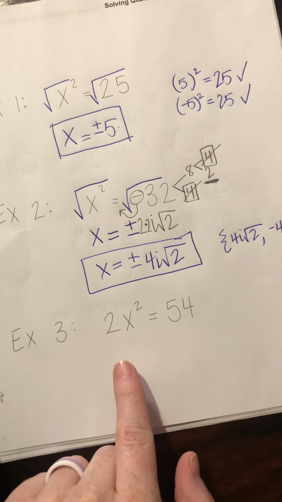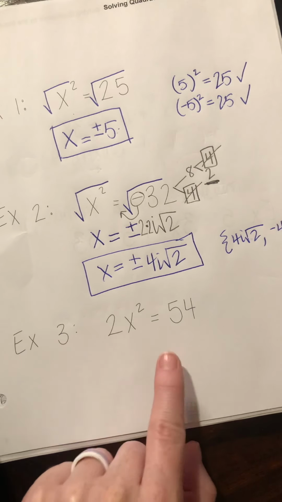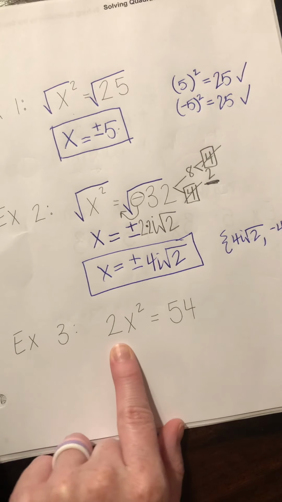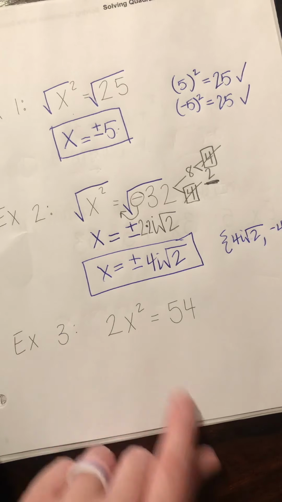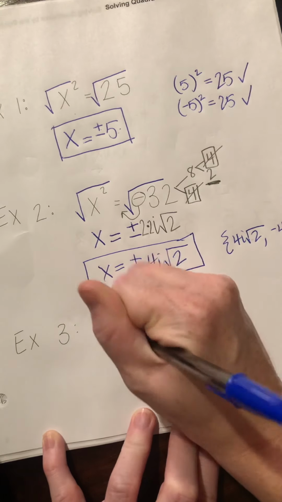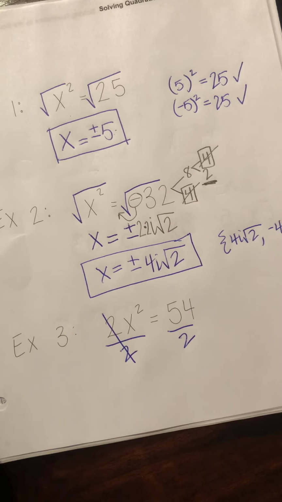Notice here, I have a 2 attached to my x squared, and I do not want that. I want my x squared term isolated. So this is 2 times x squared. I'm going to start out by dividing both sides by 2. Okay?